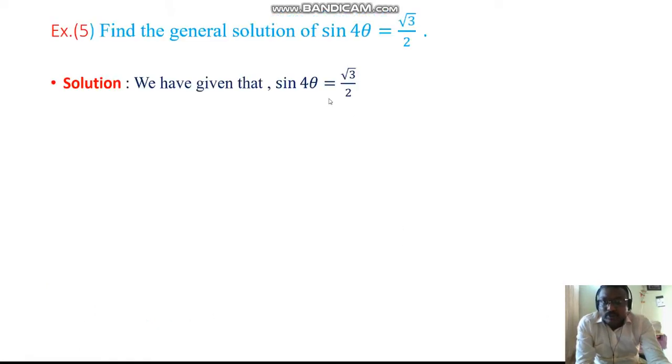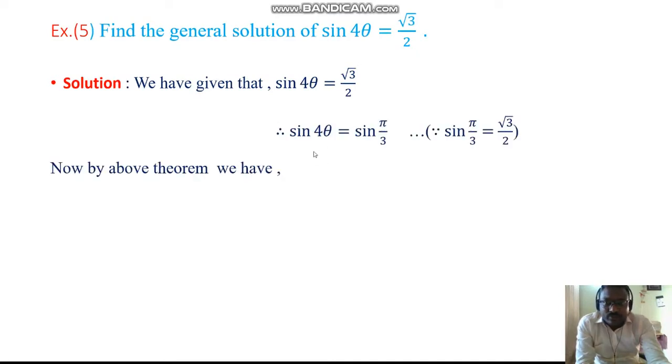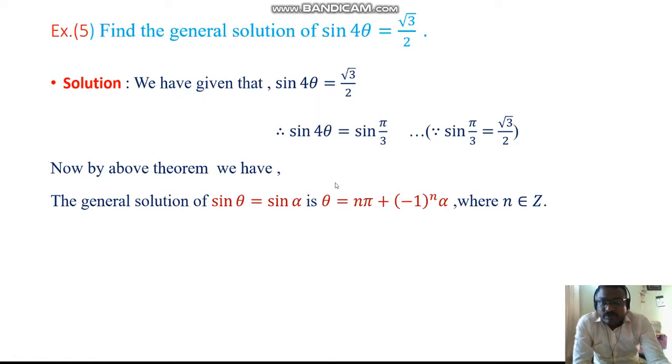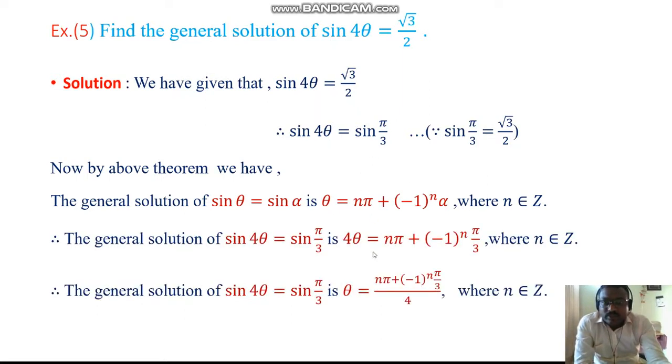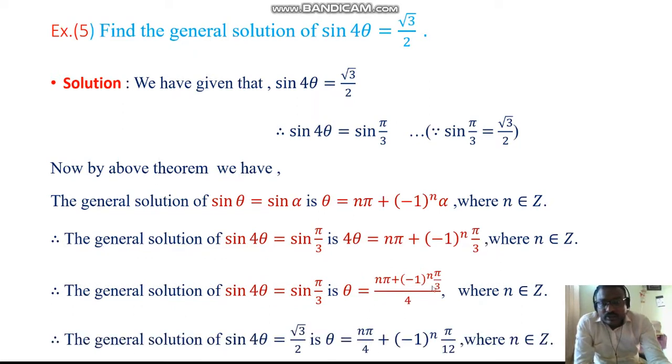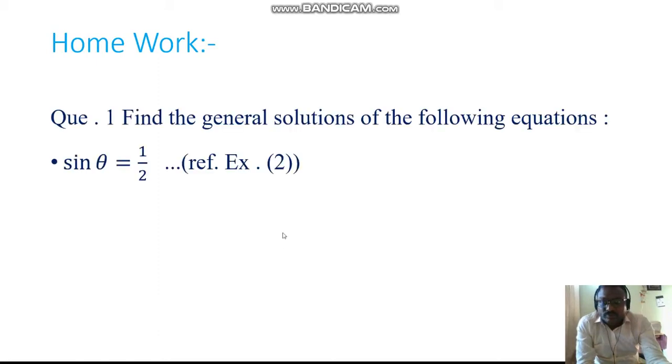Next example, sin 4 theta is equal to root 3 by 2. Similar to the above, we get sin 4 theta is equal to sin pi by 3, and therefore 4 theta is equal to n pi plus minus 1 raised to n pi by 3, and therefore theta is equal to n pi by 4 plus minus 1 raised to n into pi by 12. By using this formula we can easily solve this type of example. This is the homework for you.